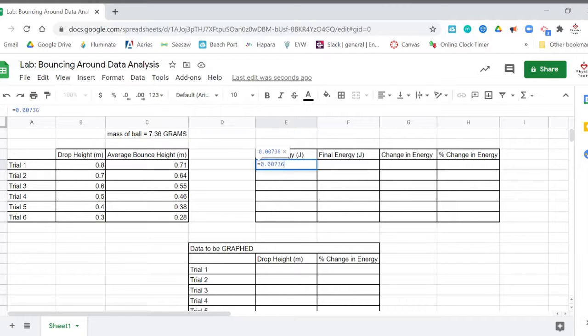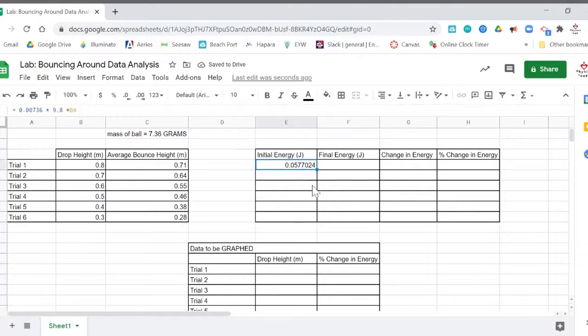0.00736. So the equation for potential energy is mgh, right? So that's my mass times gravity, so times 9.8. And now the height. Now the height of my ball initially for trial 1 is this 0.8. So I'm just going to select that cell, and it's going to automatically input that 0.8 value. And I'm going to press enter, and it did the calculation for me.